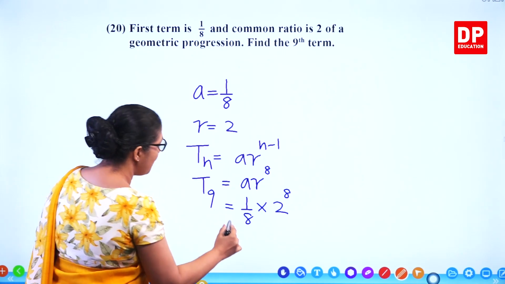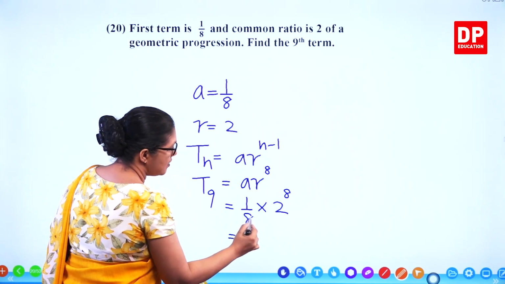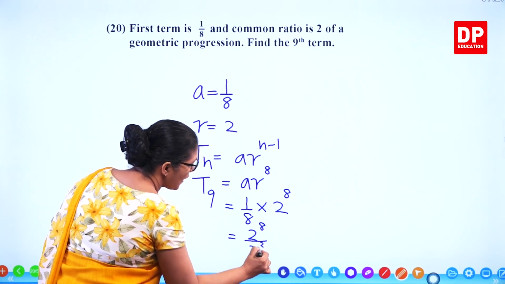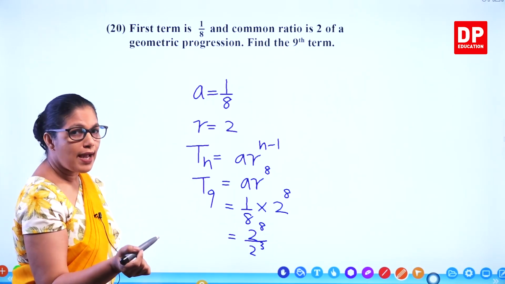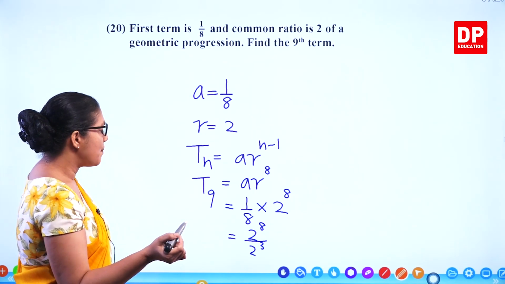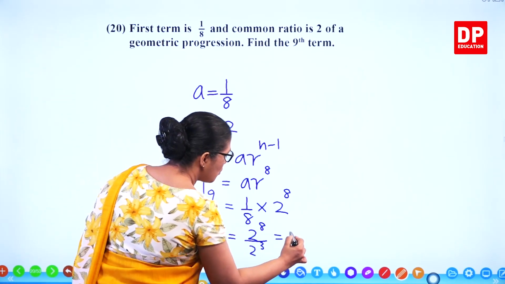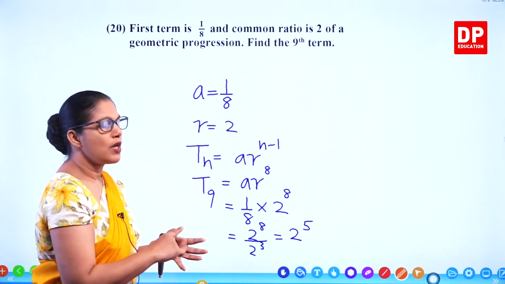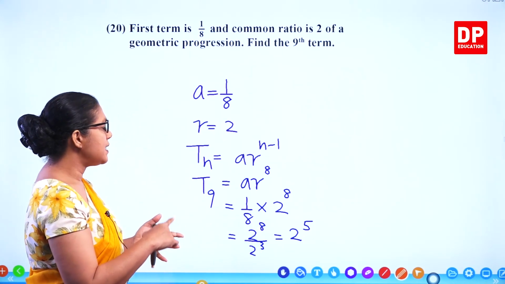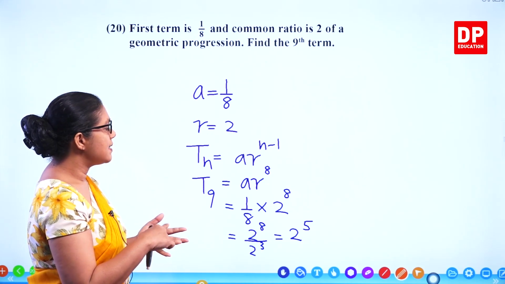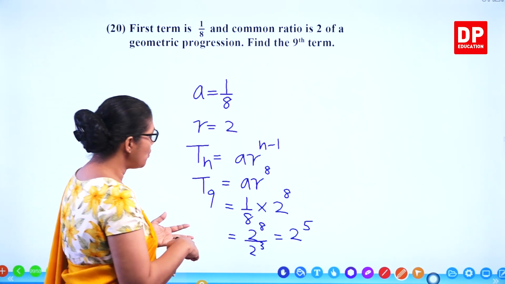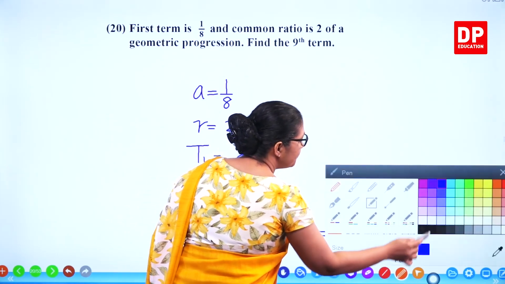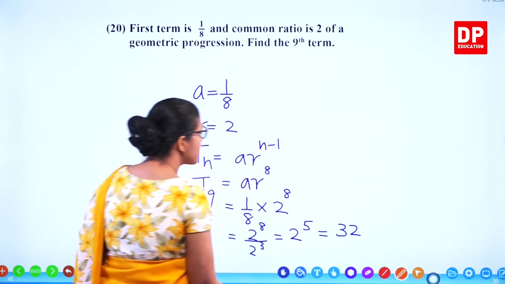So you can simplify here. 8 is also 2 to the power 3. Same base, different powers, you can subtract the powers. So 8 minus 3 becomes 2 to the power 5. So what's 2 to the power 5? 2 times 2, 4. 4 times 2, 8. 8 times 2, 16. 16 times 2, 32. So the answer is 32. So 2 marks there.